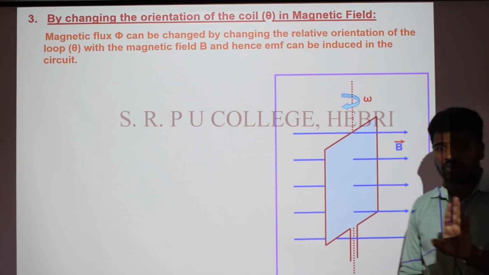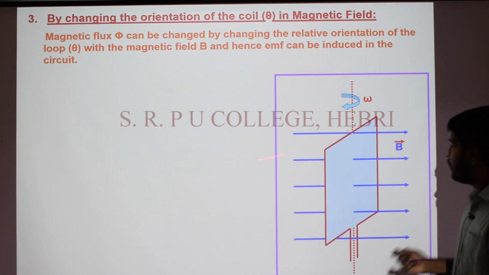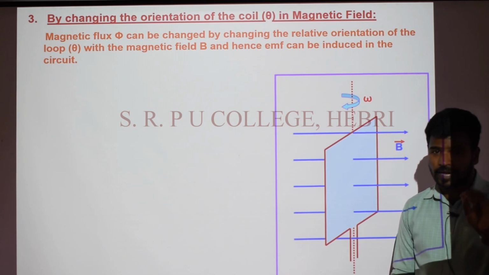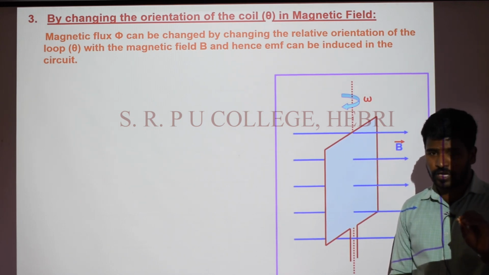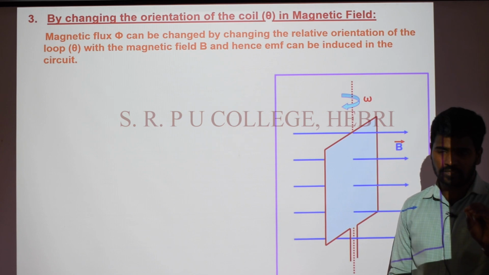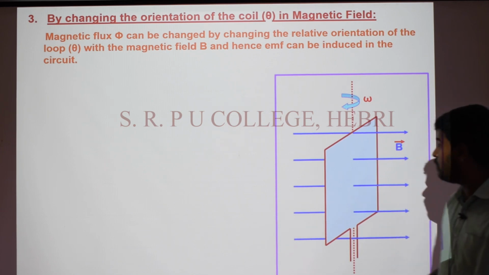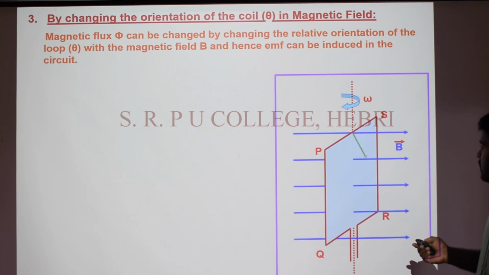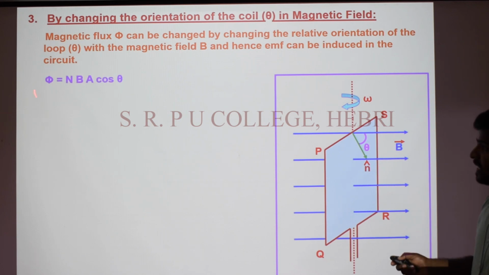When the loop rotates in a uniform magnetic field with an angular velocity known as omega. Initially the loop is attached such that theta is equal to 0 degree, and then the loop rotates. Is it clear? The angle it makes with respect to the unit direction is considered as theta. Therefore phi is equal to NBA cos theta is the term.